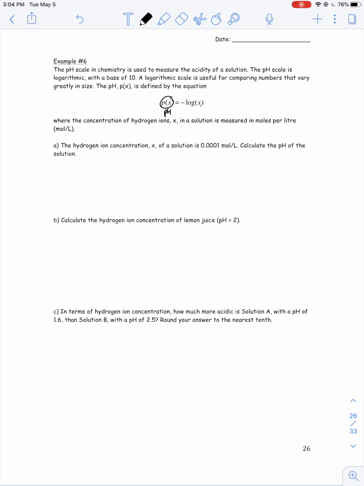Example number 6, they're giving us an equation where P of x represents the pH of a solution. So this is our pH, and this is our concentration. In this first case, they're giving us the concentration, which is our x, so we're solving for P of x. So we're going to put that into our calculator by replacing x with 0.0001. In your calculator, you're going to write negative log. In the brackets, you're going to put 0.0001, and that gives you 4. So that's the pH of the solution that they're giving us.